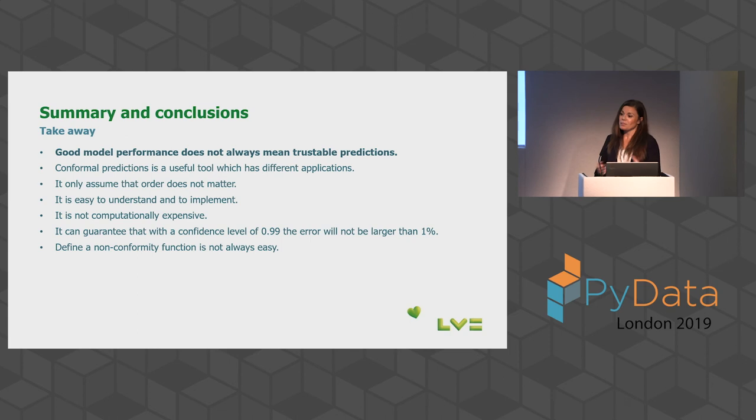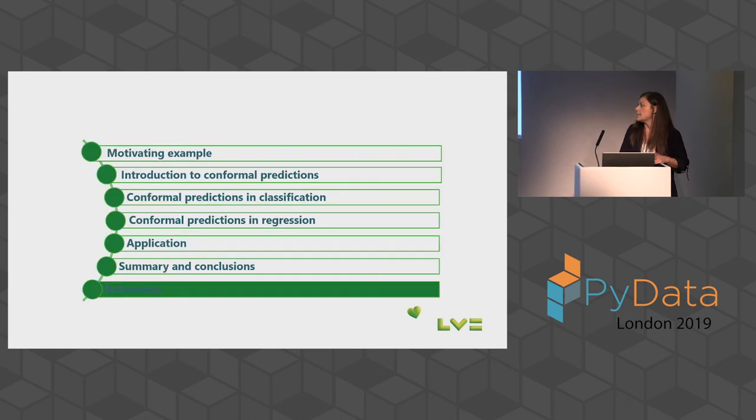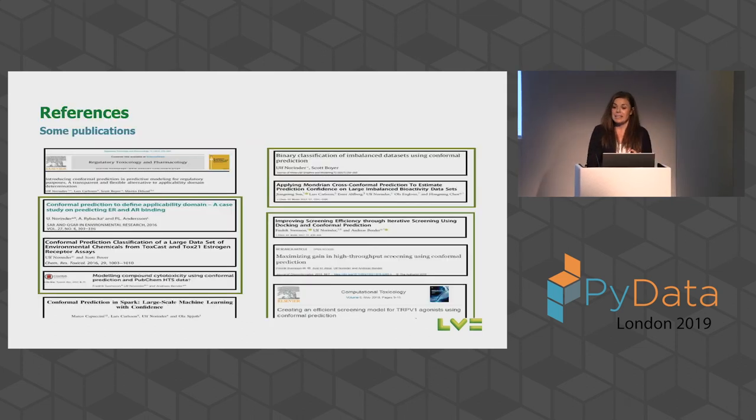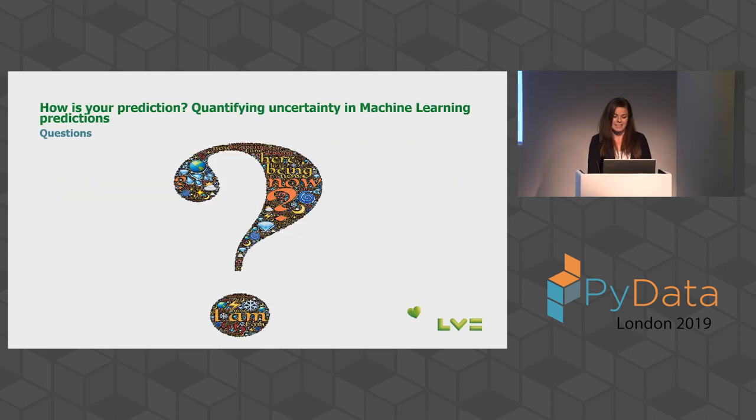And on the other hand, on the negative side, it's a little bit problem dependent because you have to define your own non-conformity function and it's not always easy. You really have to understand what is going on with the error of your model to be able to define something that is going to be really helpful. And that's it. Before finishing, I just want to say that there is a lot going on out there about conformal prediction. There are plenty of papers, books, and readings. And if someone is interested in the topic after this presentation, I would say just go and check because it's quite a nice thing. And that's it.